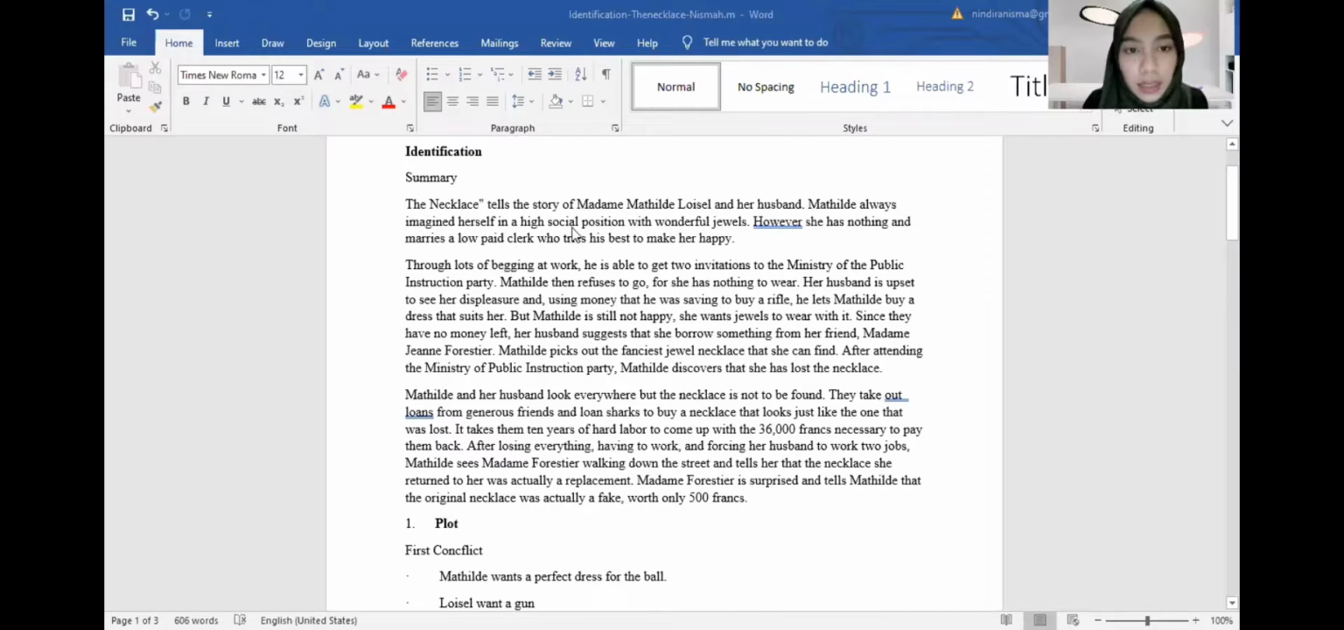The Necklace tells the story of Madame Mathilde Loisel and her husband. Mathilde always imagined herself in a high social position with wonderful jewels. However, she has nothing and marries a low-paid clerk who tries his best to make her happy. Through lots of begging at work, he is able to get 2 invitations to the Ministry of Public Instruction party. Mathilde then refuses to go, for she has nothing to wear. Her husband is upset to see her displeasure and uses money that he was saving to buy a rifle. So a rifle is a gun.